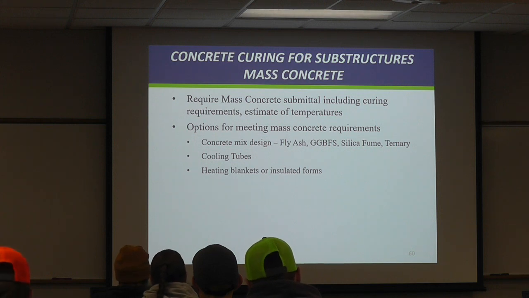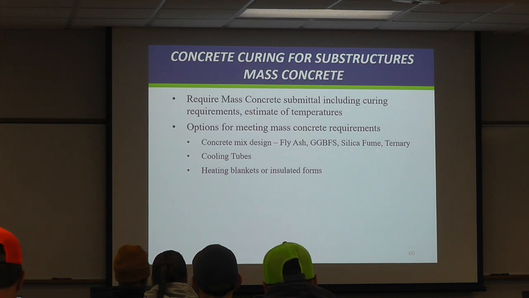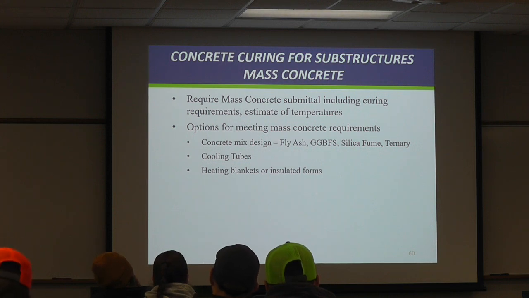So what are the options? They look at the concrete mix. They add fly ash, ground granulated blast furnace slag, silica fume, or ternary, which means all three of those combined together. The 35W video showed cooling tubes, they use cooling tubes. Or heating blankets or insulated forms. They literally keep everything a little bit more uniform. So those are things that they can do.